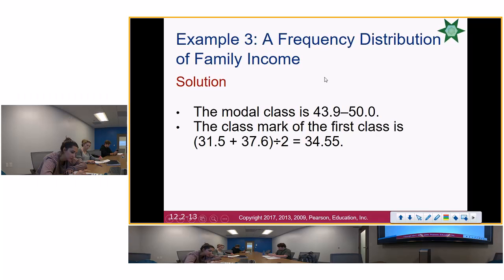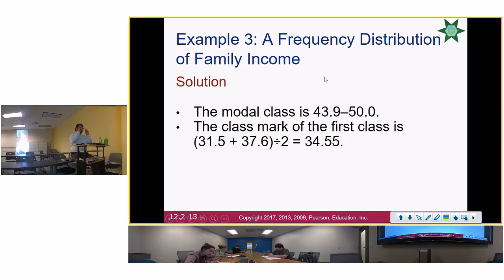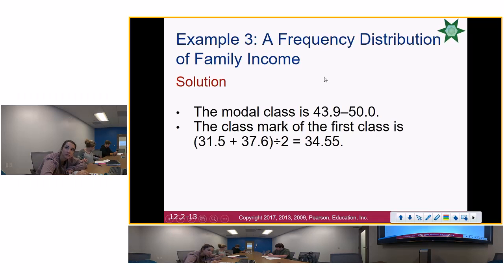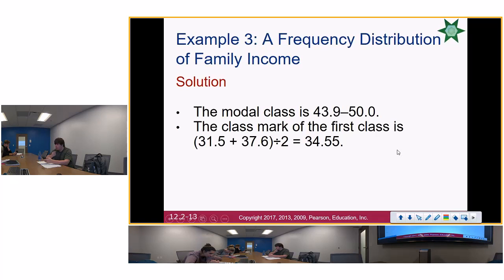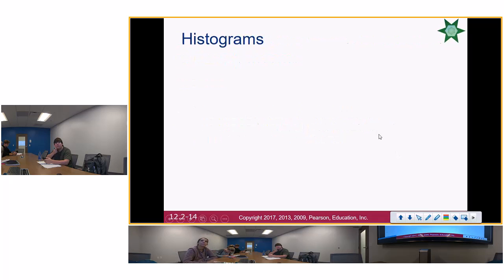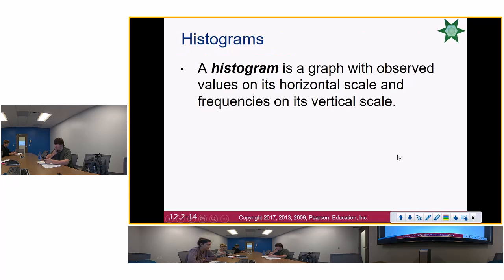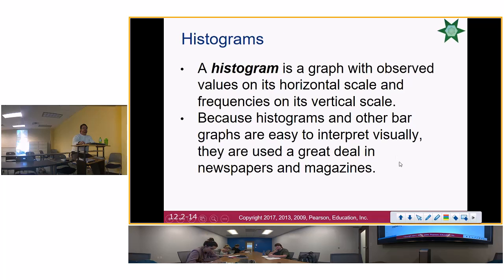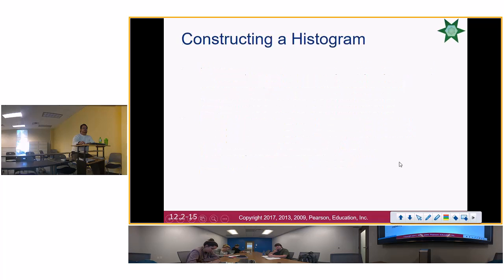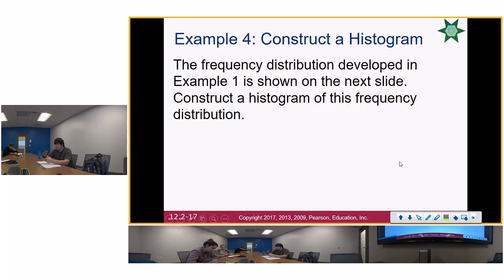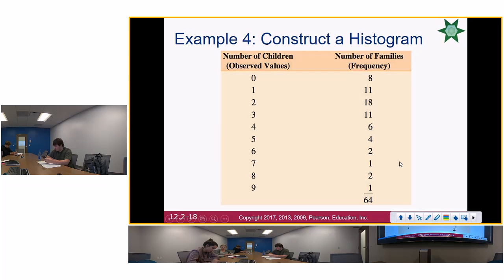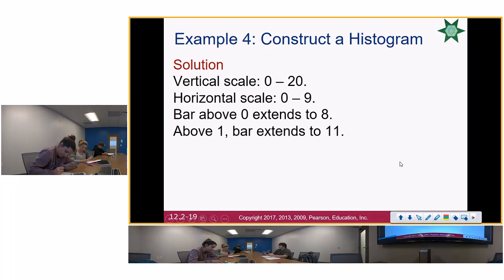I've never seen it called class mark before. I've never heard it called that before. I've seen a lot of different books, and they've always called it the midpoint. Must be Russian. Oh man, this is. 34.57.